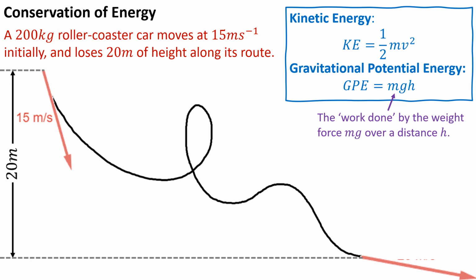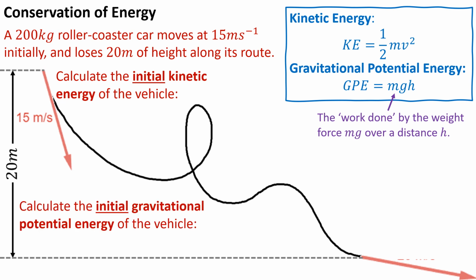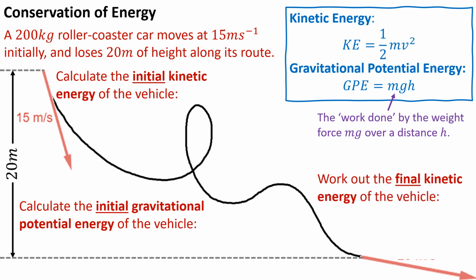You can use this formula to work out the total amount of initial kinetic energy. And then you can use the gravitational potential energy formula to work out the initial gravitational potential energy. Then you can add those two together to work out the final kinetic energy. Notice that by the end, we've used up all the gravitational potential energy. So once you've got no more gravitational potential energy, all your energy must be in the form of kinetic.